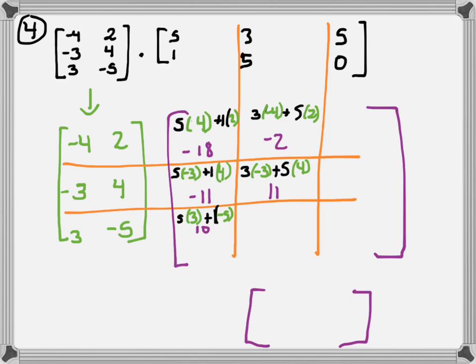Then we have 3 times a positive 3 plus 5 times a negative 5 gives us a total of negative 16. And then in our last column, we have 5 times a negative 4 plus 0 times 2. So that gives us a negative 20.